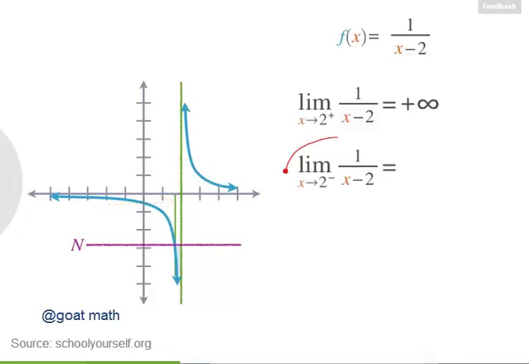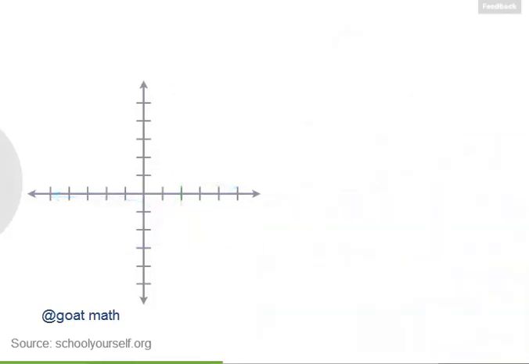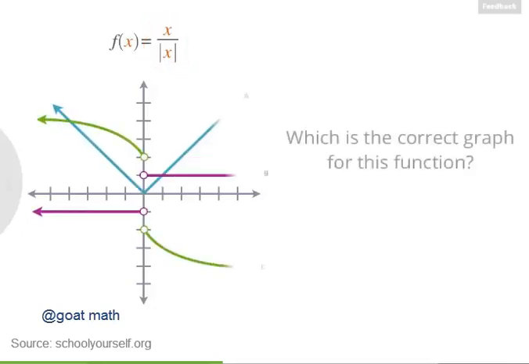What would you say this limit is equal to? Positive infinity, 0, or negative infinity? Right, this limit equals negative infinity. Next, let's look at another function, x divided by the absolute value of x. First, which of these is the correct graph for this function?